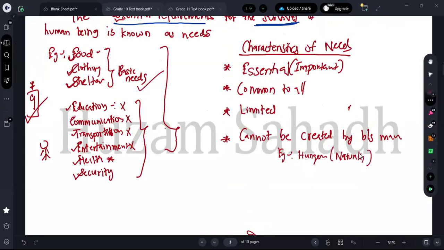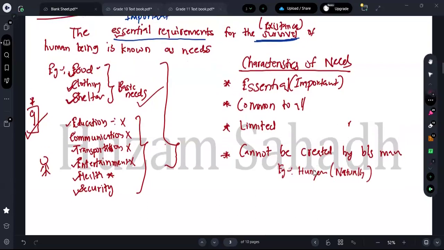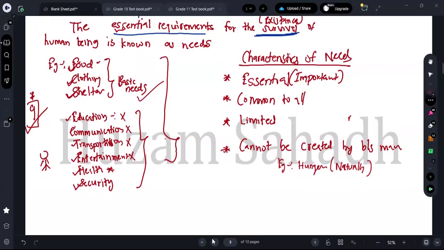But when we study the wants, you will understand it better. Wants can be created by the businessman, but a need cannot be created by the businessman. Can a businessman come and make you some sort of a magic or something and make you hunger? No, right? He can't make you hunger, right? So we consider needs are what cannot be created by the businessman. Are you all clear?